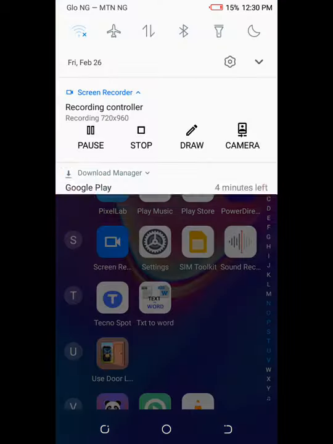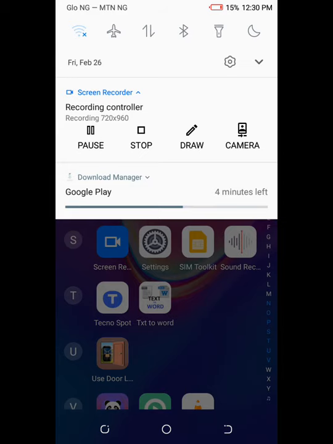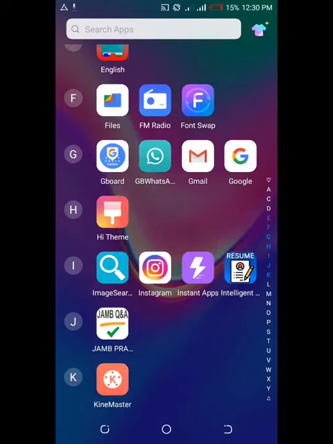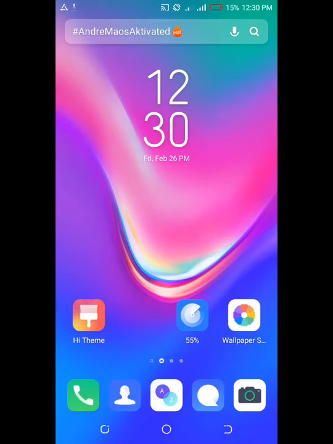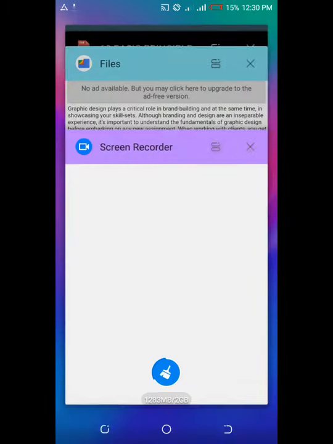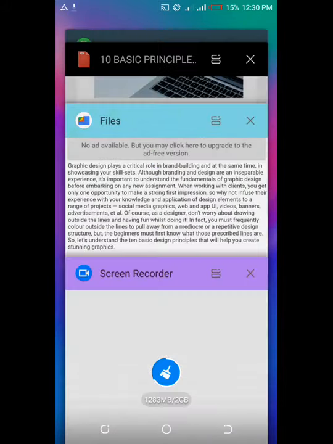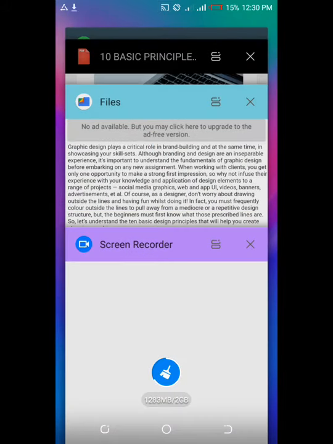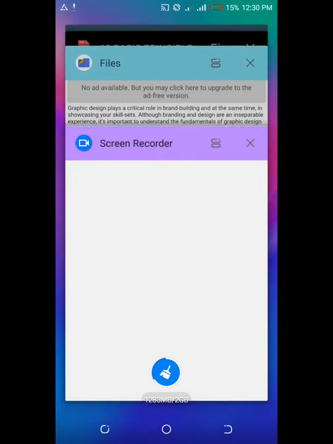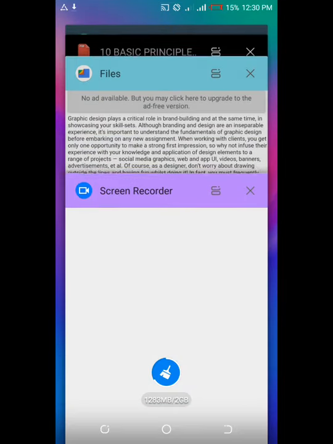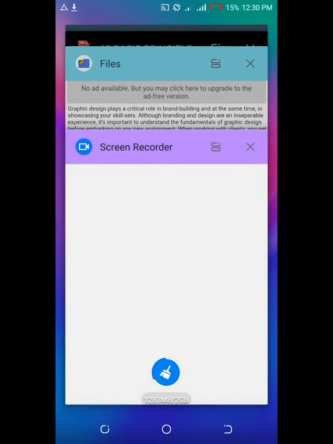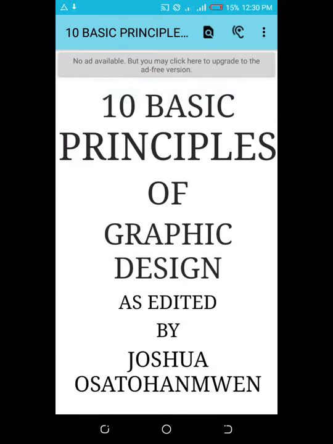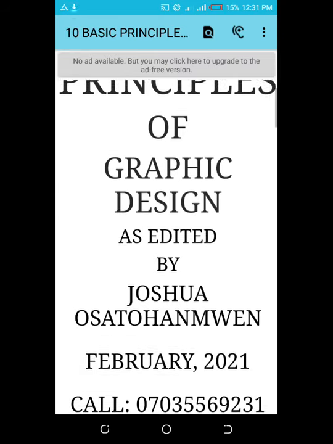In this series, I will be taking my time to anchor some great topics in graphic design. By the grace of God, if you saw our flyers, the one I posted on Facebook and other social media platforms, you will agree with me there's a course outline in that particular flyer, and the first topic in that flyer was the basic principles of graphic design.